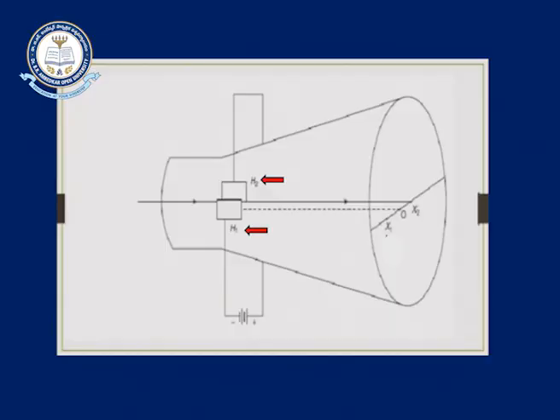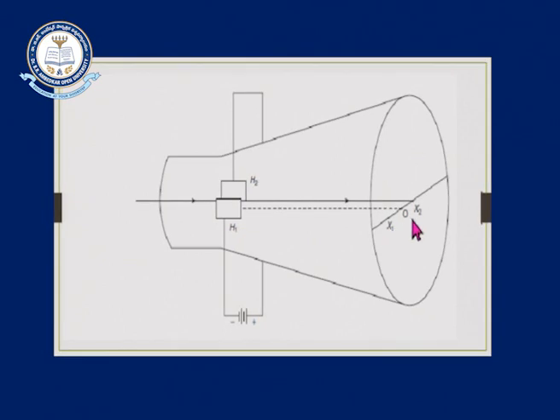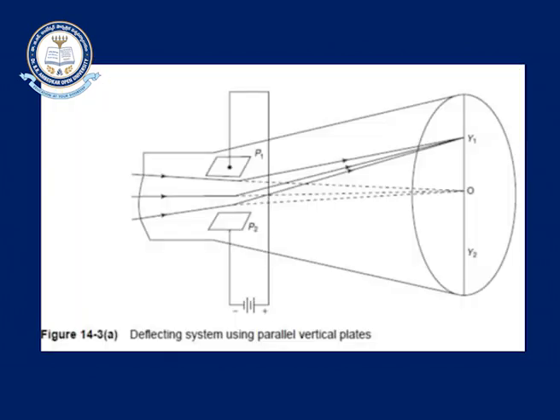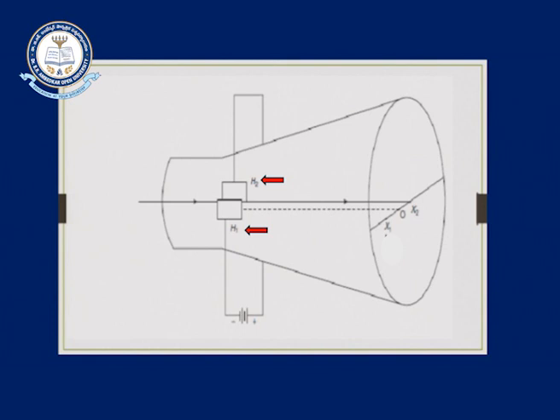You can also see this in the diagram. Here are H1 and H2. The first one is Y1 and Y2, the second deflection plate system is H1 and H2. This is deflection 1, and the other one is deflection 2. In the diagram, both are different.